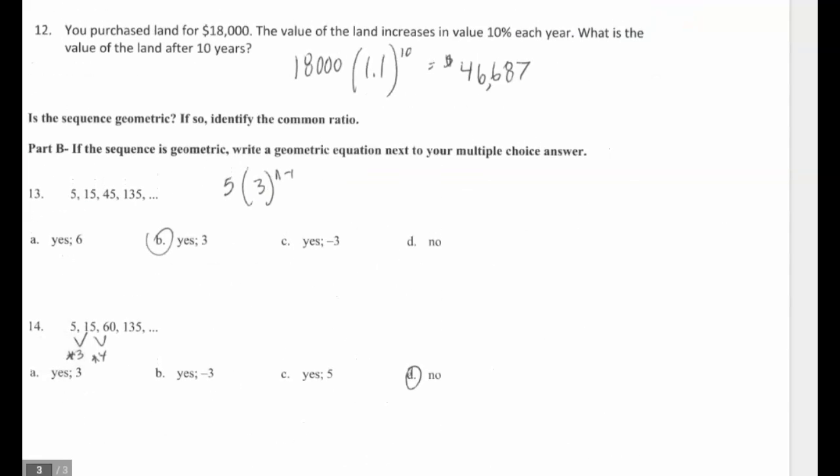And last, down here, it says, I told you to write a geometric equation next to your multiple choice answer. Some of you didn't do that. Make sure you add it in. Okay, down here I proved this one wrong because we multiplied by 3 first and then we multiplied by 4.